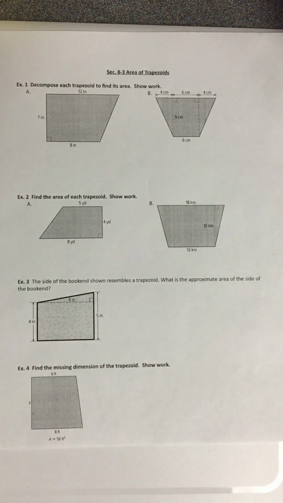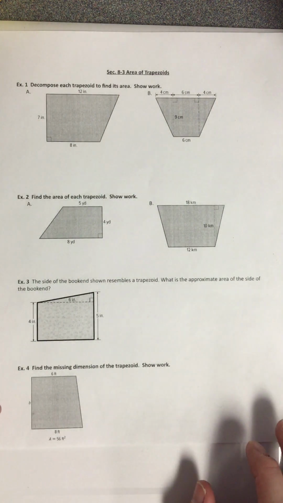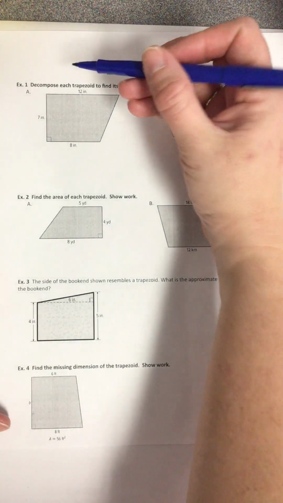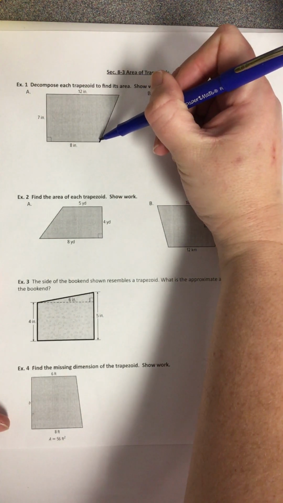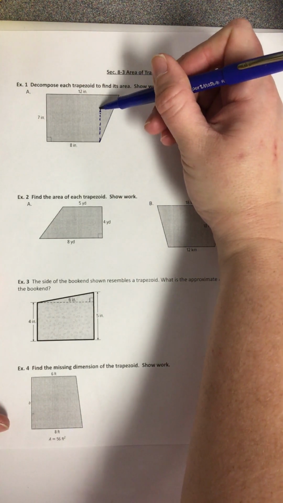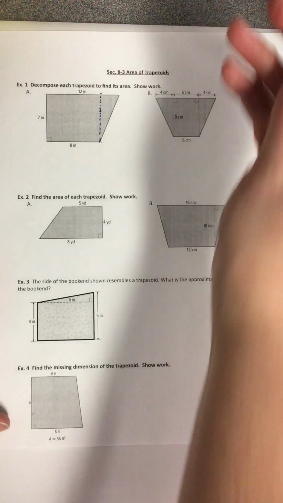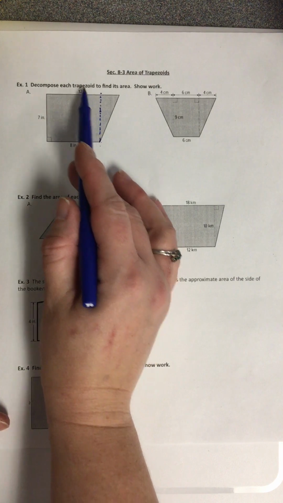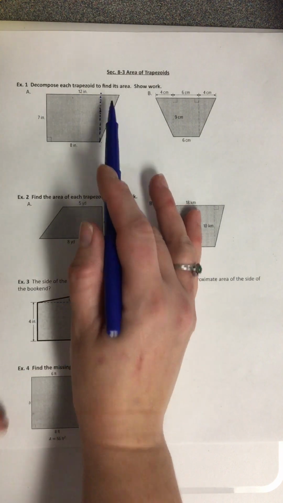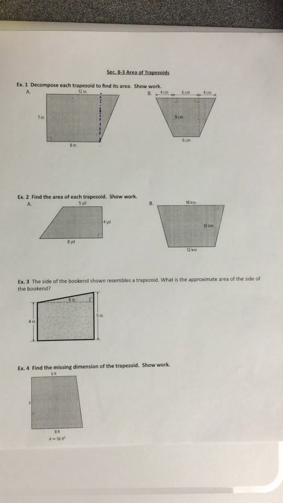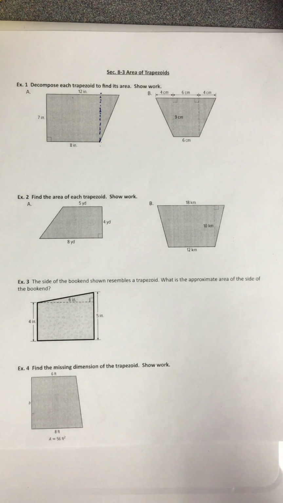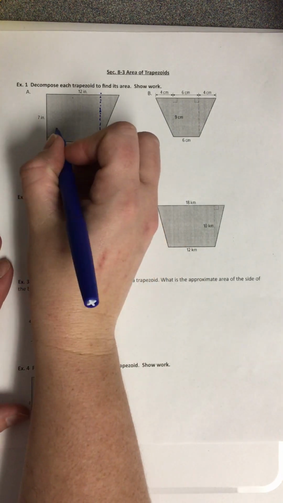So on A, when I look at that trapezoid, I notice that if I draw a line going vertically from one base to the other base here on this right side, then I would have a rectangle here and a triangle here. And I know how to find the area of both of those things. So I'm going to break it up like that, combine the two areas together, and it'll give me the entire area. First of all, starting off with the area of that rectangle.